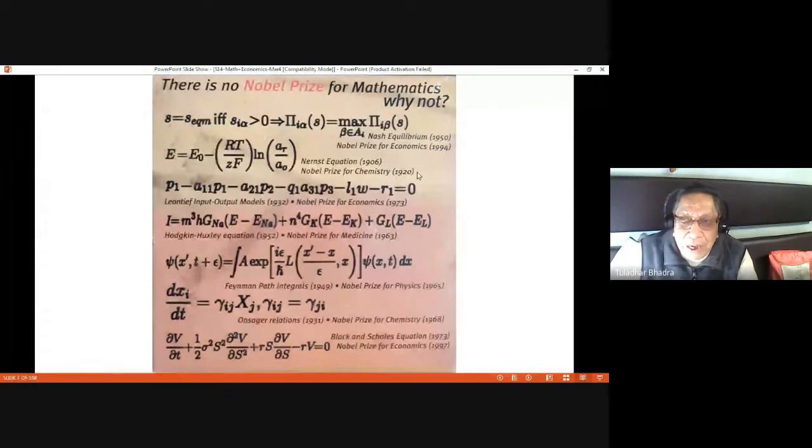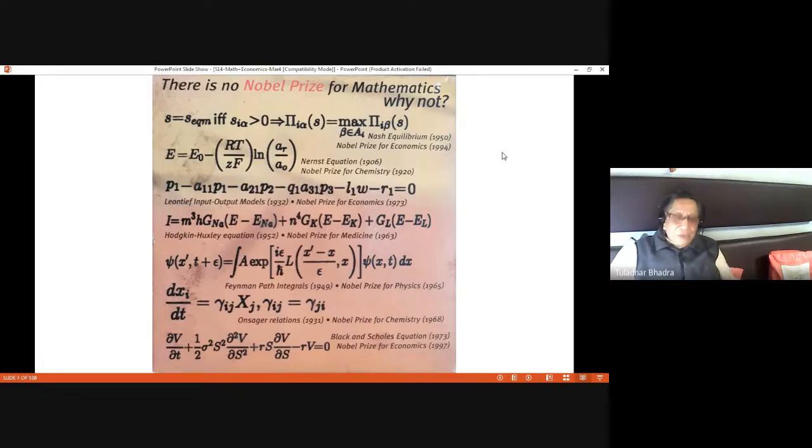And so this is the Nobel Prize for economics. This is the Nobel Prize for medicine. Even in medicine, nowadays they use a lot of mathematical formulae. And this was for physics, and this is for chemistry. And this is the Nobel Prize for economics. So you can see that mathematics is used in almost every field of sciences, but there is no Nobel Prize for mathematics.